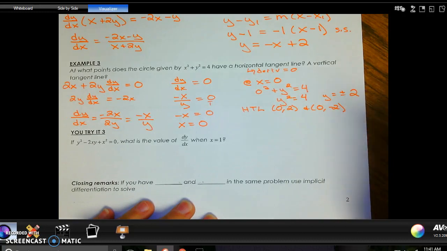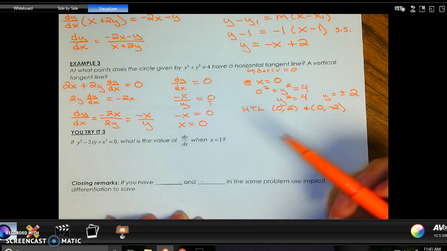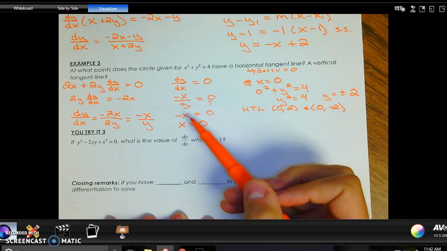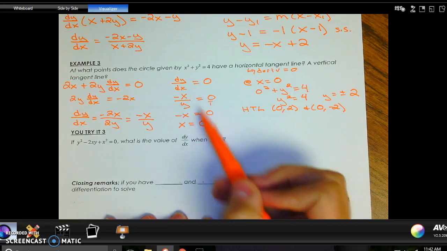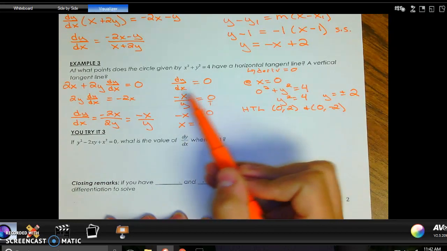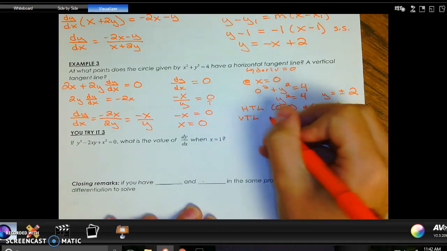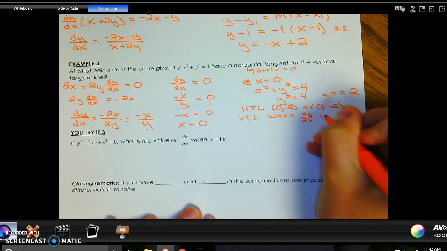So we have that. And then down here it says a vertical tangent line. Well, when does a vertical tangent line occur? A vertical tangent line occurs when the derivative equals 0. Or I'm sorry, I misspoke. A vertical tangent line occurs when the derivative is undefined. Guys, I misspoke there. Well, when is this derivative going to be undefined? If you go back here, it has a denominator. So vertical tangent line when dy/dx is undefined.